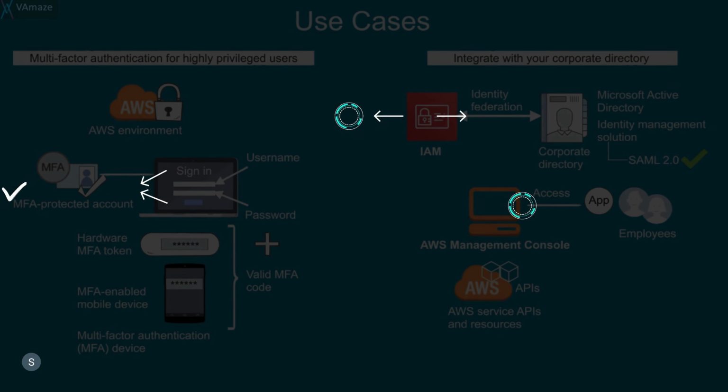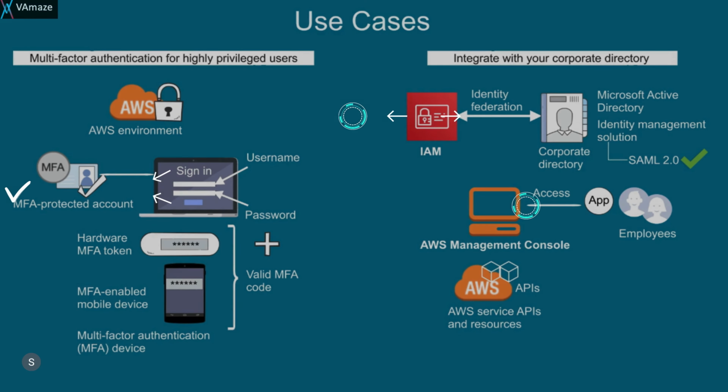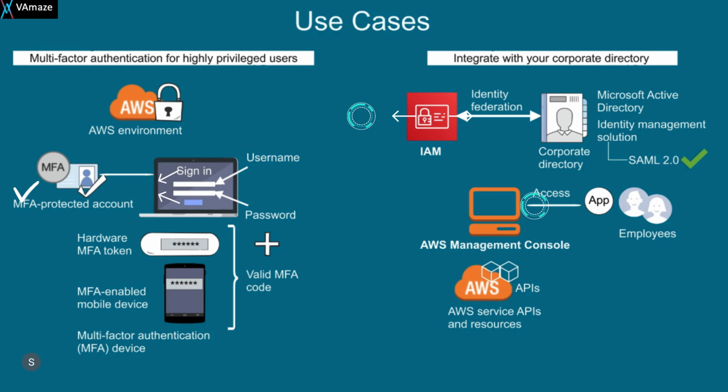By using multi-factor authentication for highly privileged users, you can protect your AWS environment. Once activated, signing into an MFA protected account requires a username, password, and a valid MFA code provided by an MFA device, either a hardware MFA token or a virtual MFA device such as an MFA-enabled mobile device.